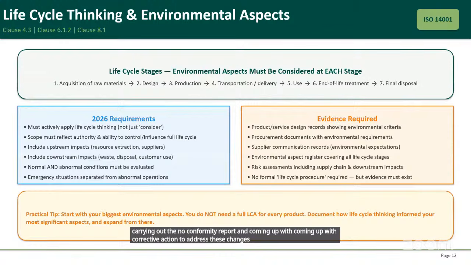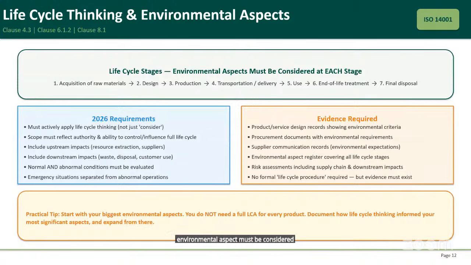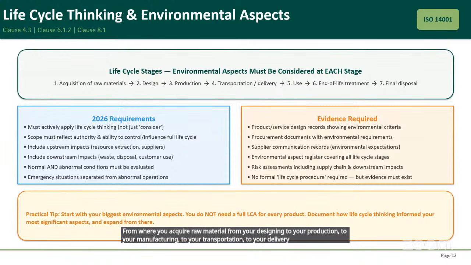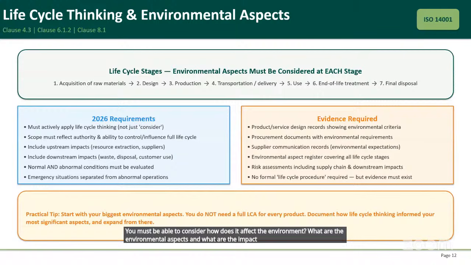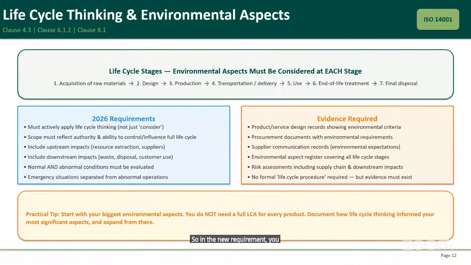Then we talk about life cycle perspective, which I've already talked about. At each stage of your process, environmental aspect must be considered. From where you acquire raw material, from your designing, to your production, to your manufacturing, to your transportation, to your delivery, to the use of that product, to the end of life treatment, to the final disposal, you must consider life cycle perspective. That is what we are talking about. You must be able to consider how it affects the environment. What are the environmental aspects and what are the impacts? So in the new requirement, you must clearly and actively apply life cycle thinking, not just consider it.